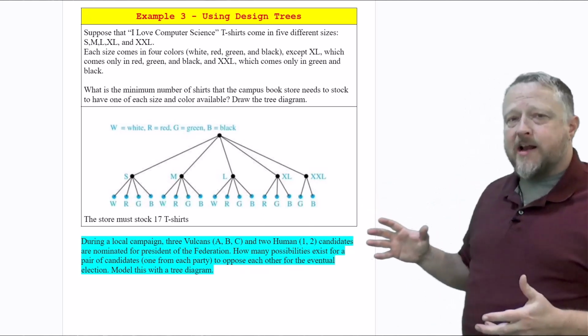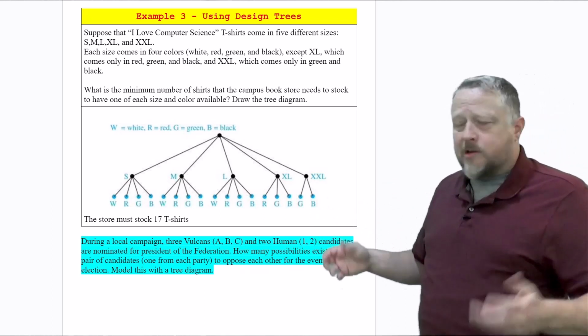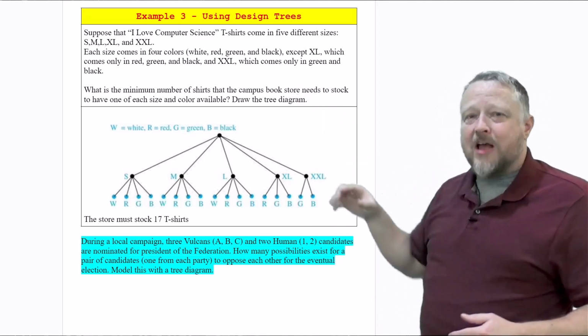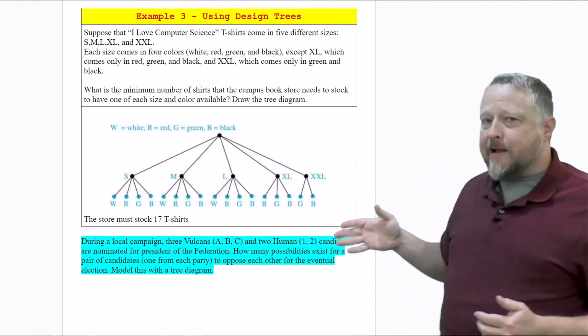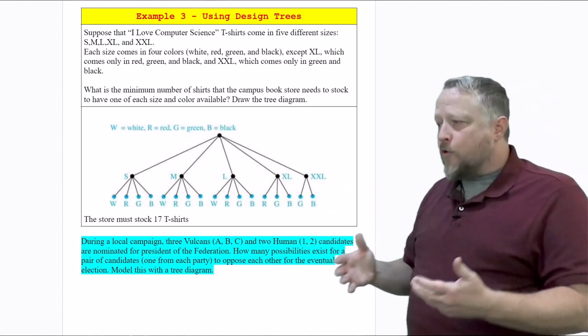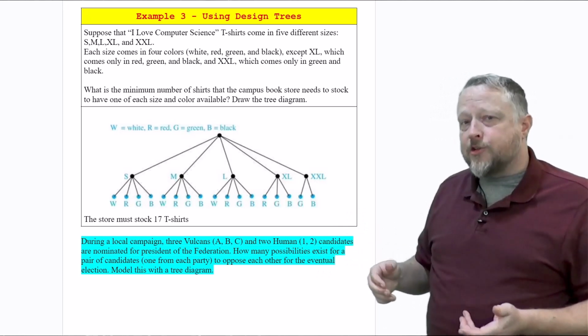You may not always need it. To be honest with you, for the first two examples, you didn't need it. But in this one, notice how some of them have an exception. That's where the tree diagram really comes into play, so that you can map it out and get some type of feel for exactly what the overall count and combination is going to be.